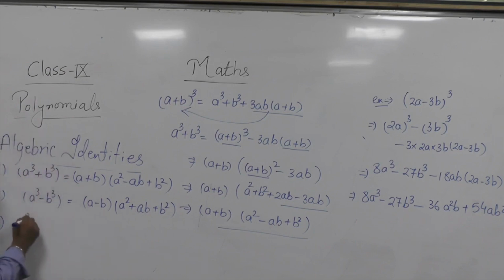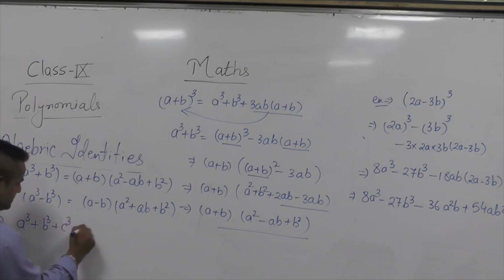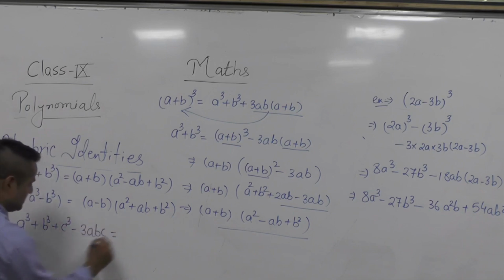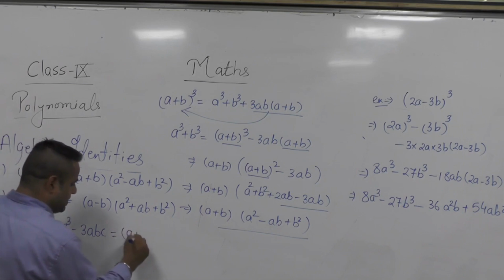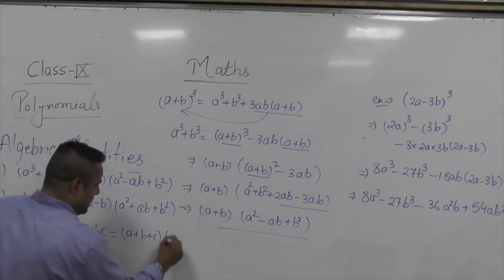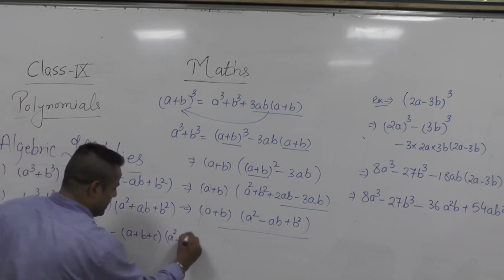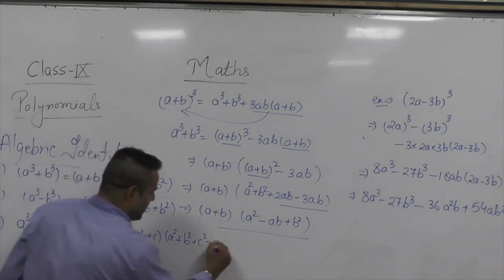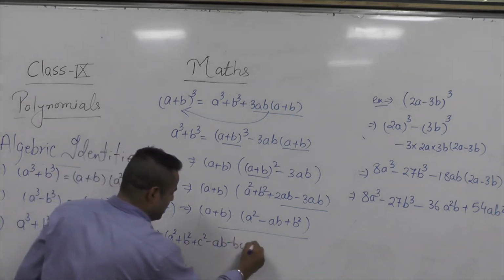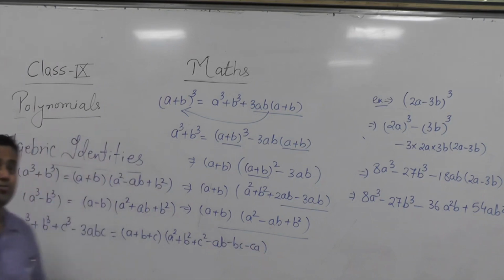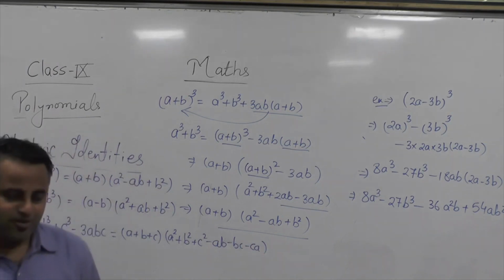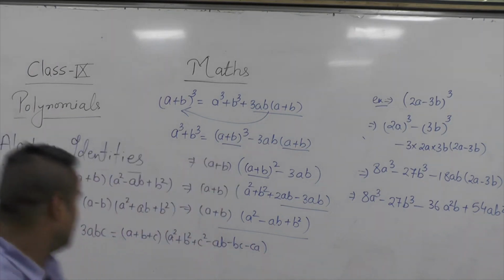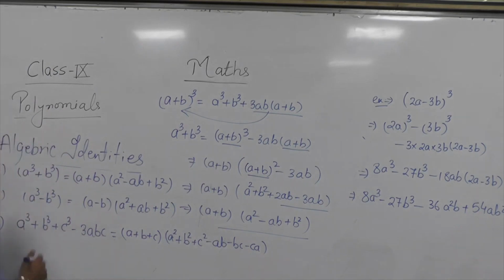a cube plus b cube plus c cube minus 3abc is equal to a plus b plus c times a square plus b square plus c square minus ab minus bc minus ca. It's very long because of the terms. Okay. Here one special case is there. What is this special case?